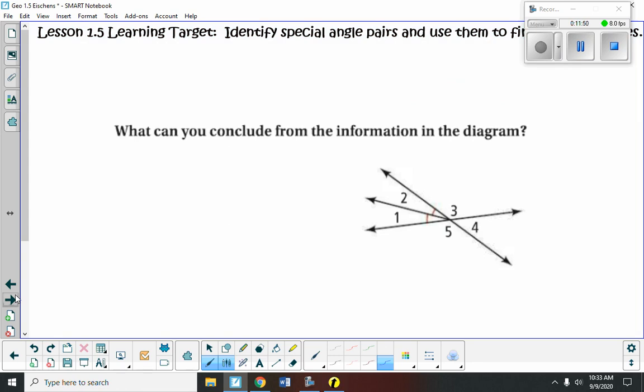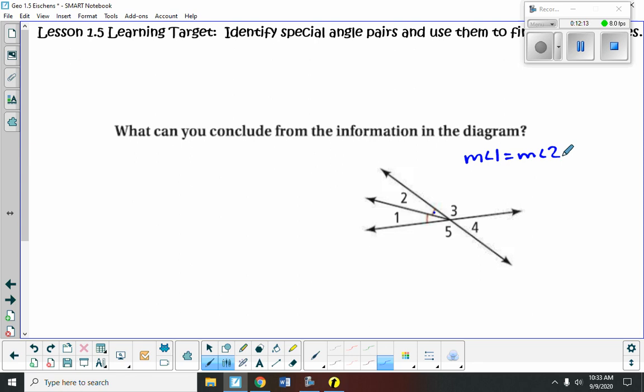So let's look at an example here. It says, what can you conclude from the information in the diagram? There are a lot of things going on here. First of all, I see these little tick marks right here. Well, that tells me that the measure of angle 1 equals the measure of angle 2. Okay, they're the same measure. What else can I conclude?